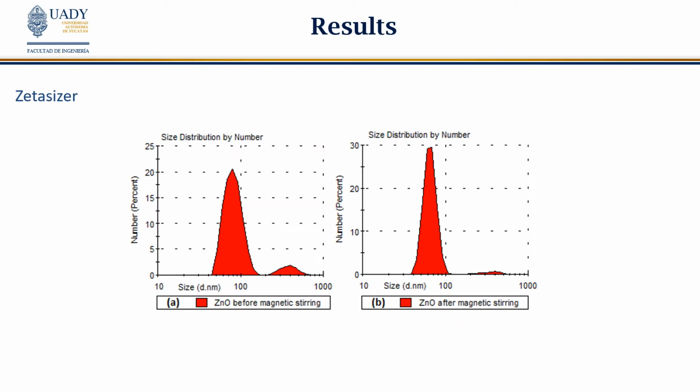We used Z-sizer analysis to determine the size range of the extracted zinc oxide nanoparticles. Directly after the extraction process, 92.4% of the zinc oxide nanoparticles were in the range of 45 nanometers to 190 nanometers. And after magnetic stirring overnight, 97.5% of the amount of zinc oxide nanoparticles were in the range of 35 nanometers to 100 nanometers.